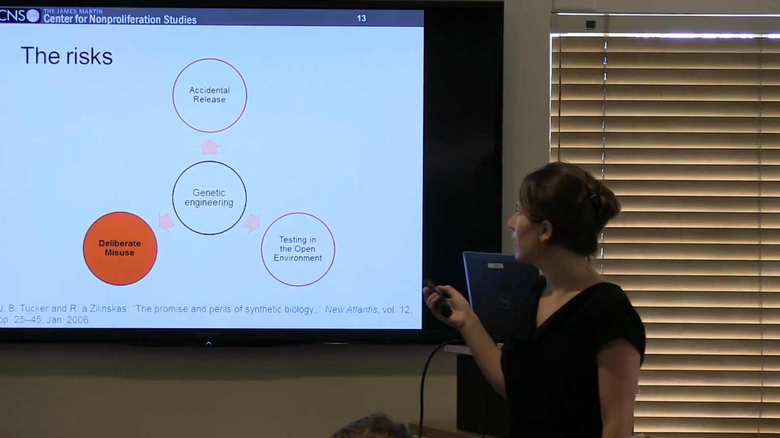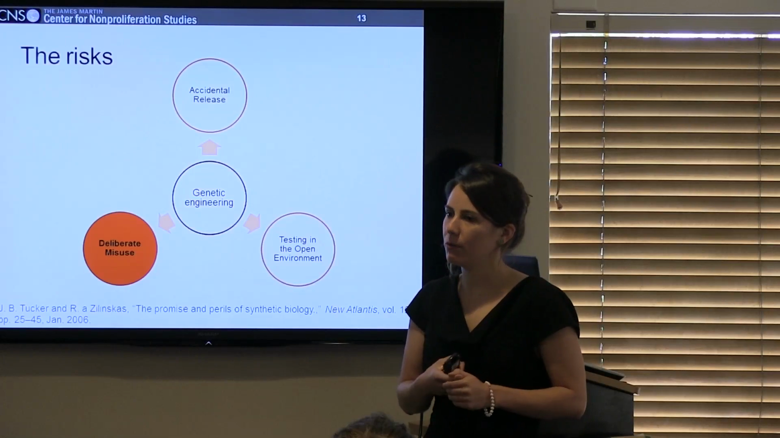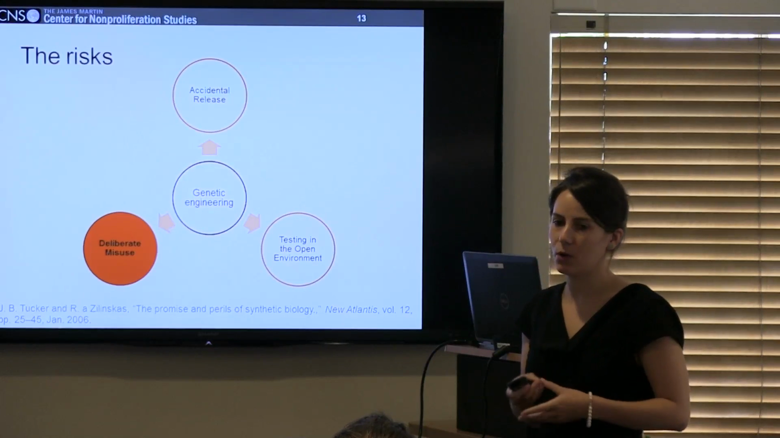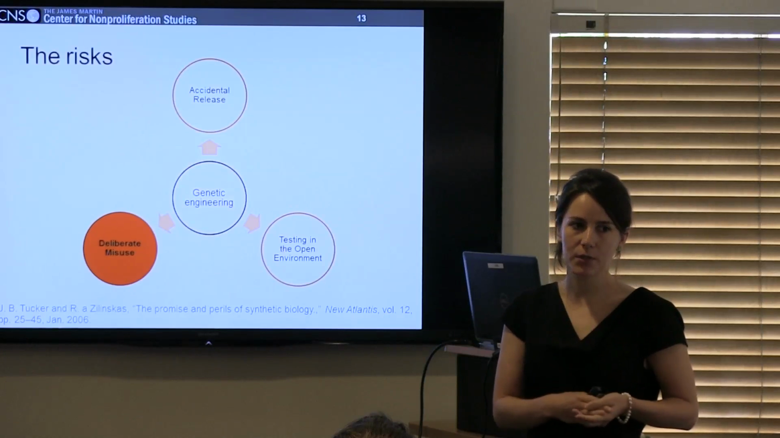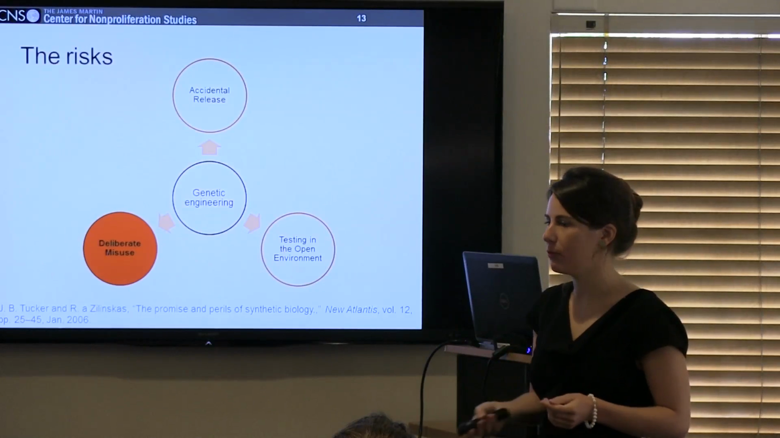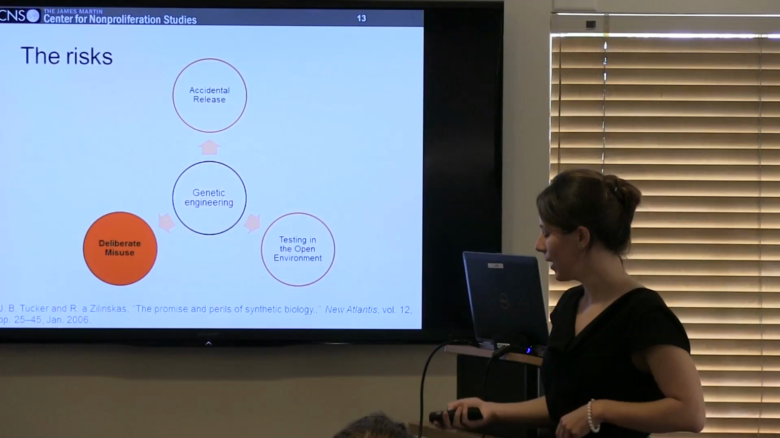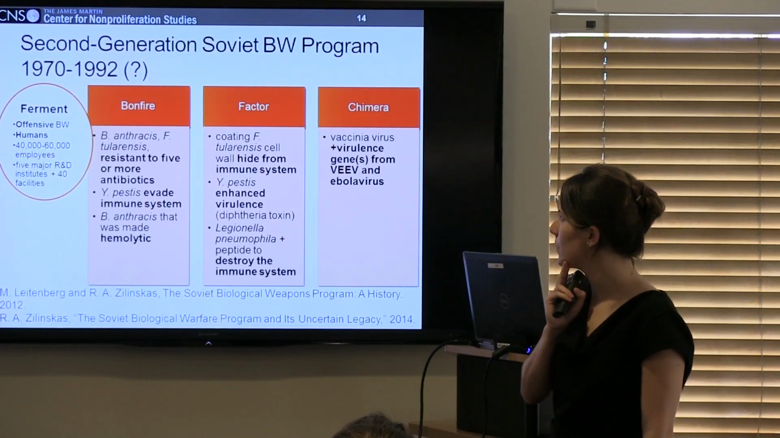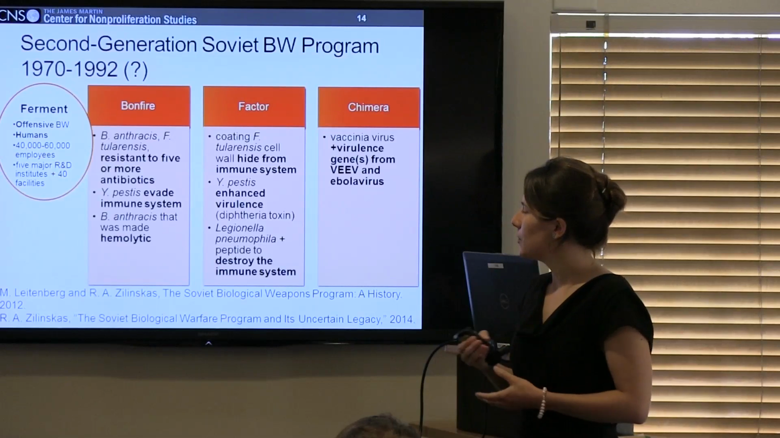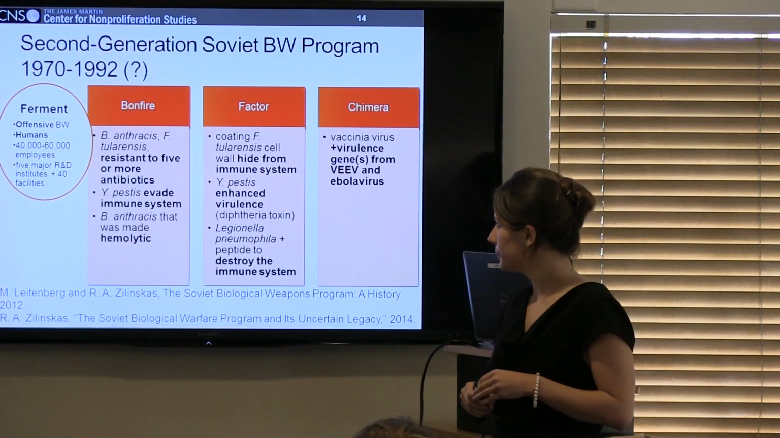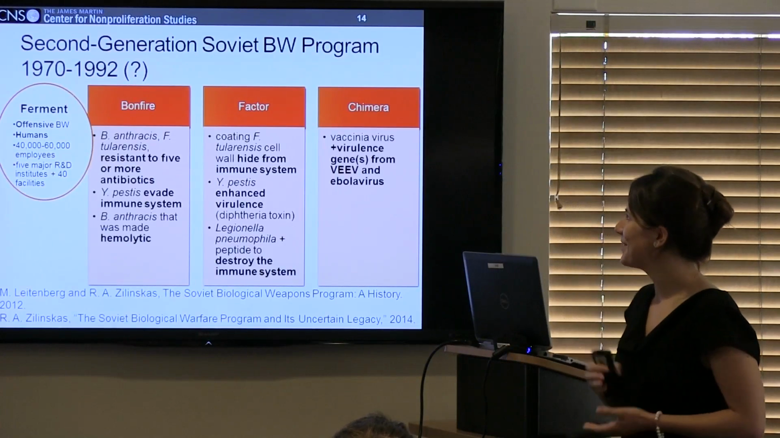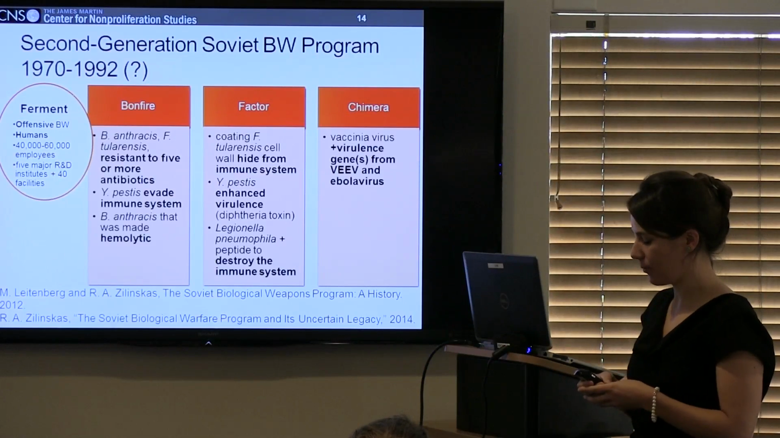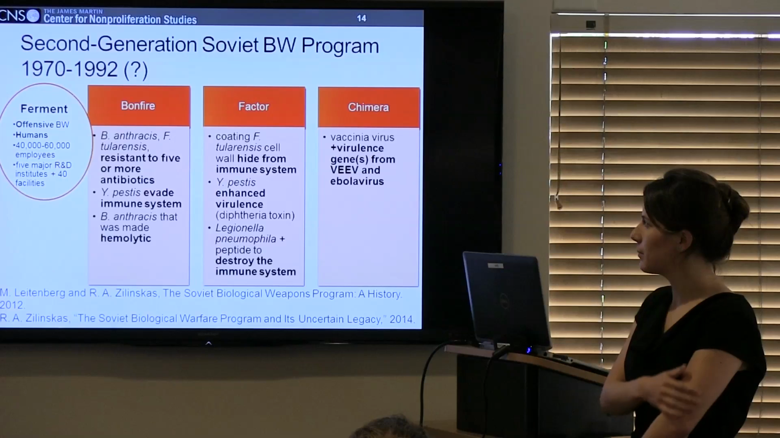And the risk that people feared was from accidental release, it could be from testing in the open environment, or from deliberate misuse, which is what I'm interested in for this presentation. And they are right to worry about deliberate misuse because at that time the Soviet Union had a biological program and they had secret offensive programs against humans.